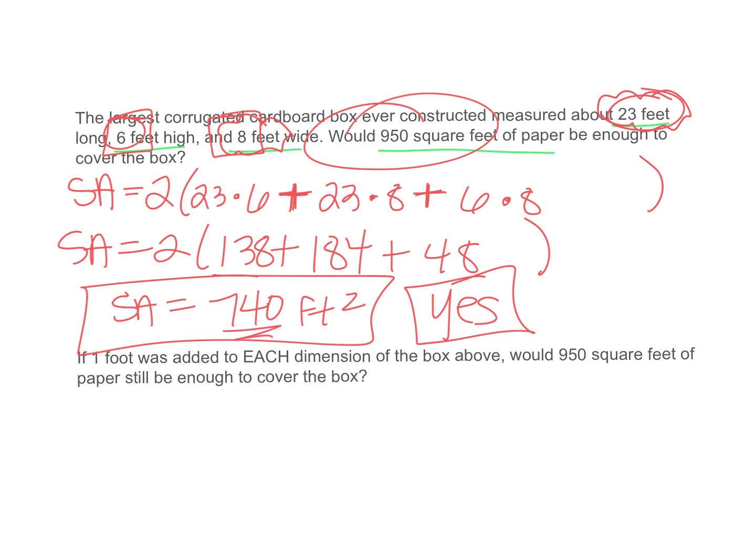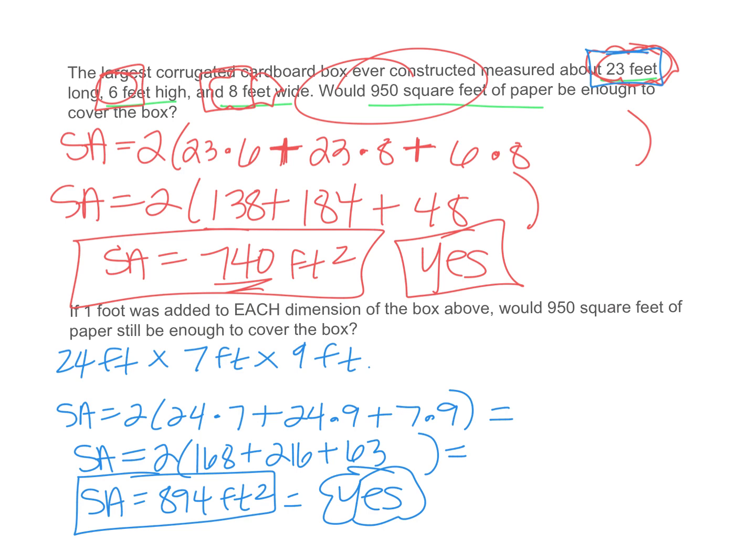If 1 foot was added to each dimension of the box above, would 950 square feet of paper still be enough? So I'm going to have you pause and do this on your own, but that's going to make it 24 feet by 7 feet by 9 feet. So you pause and try that and check my answer.